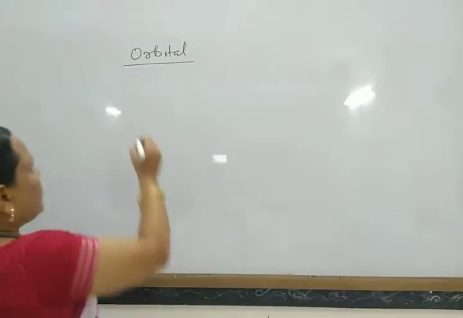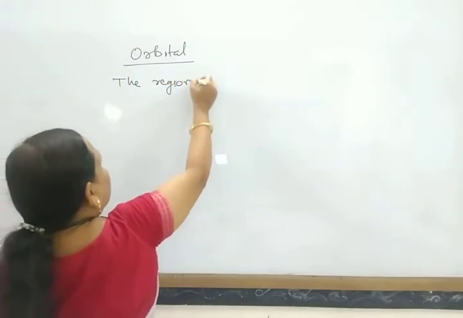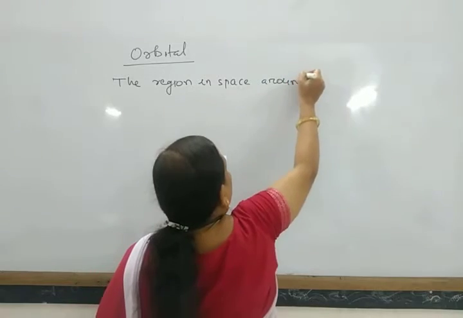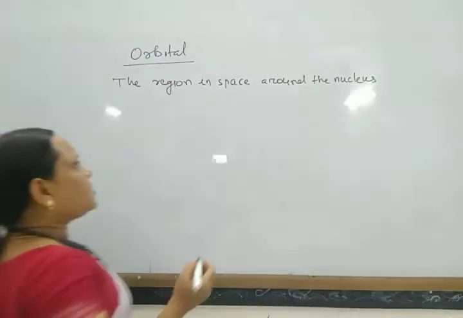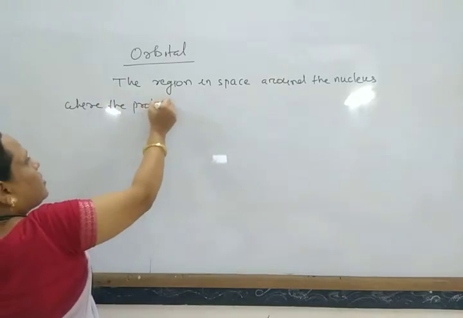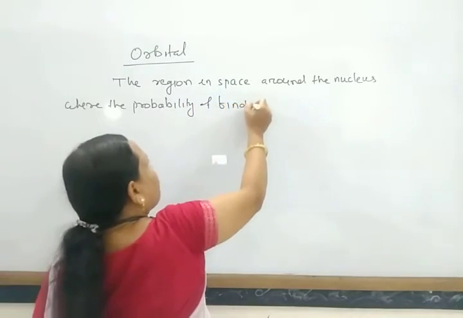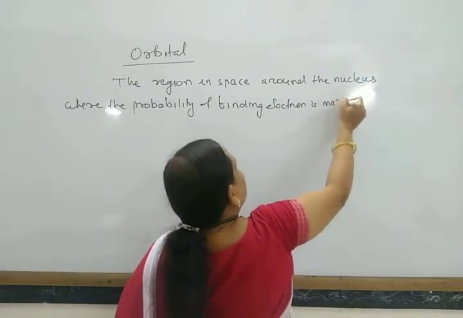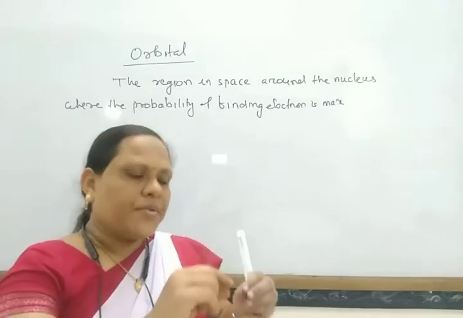So what is orbital? The region in space around the nucleus where the probability of finding an electron is maximum. That means the electron is not found in a particular path.